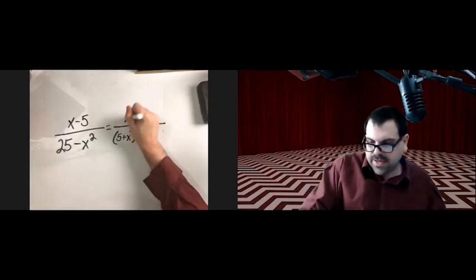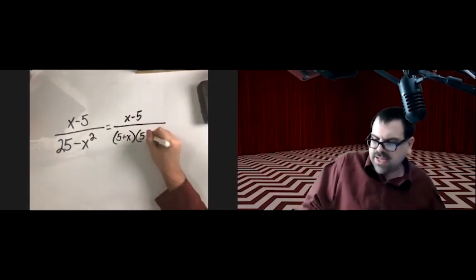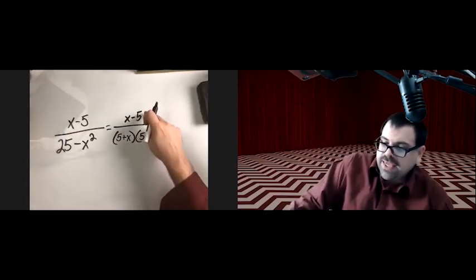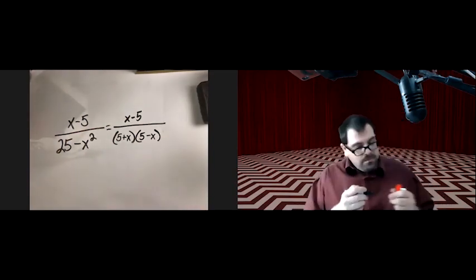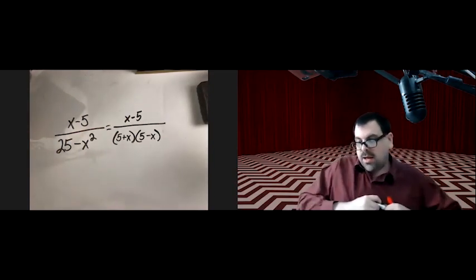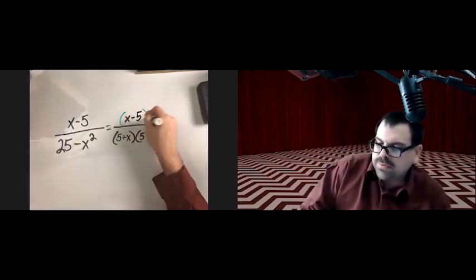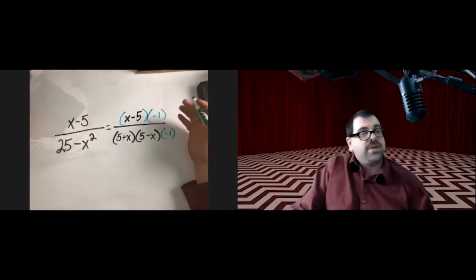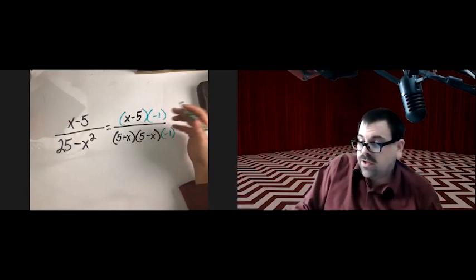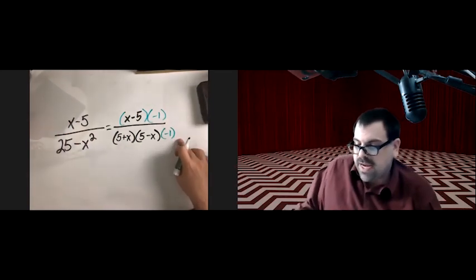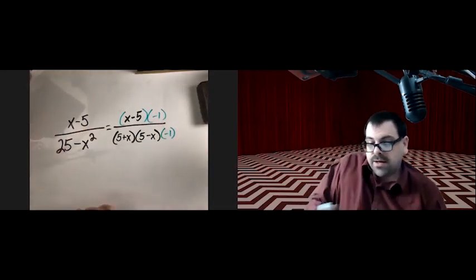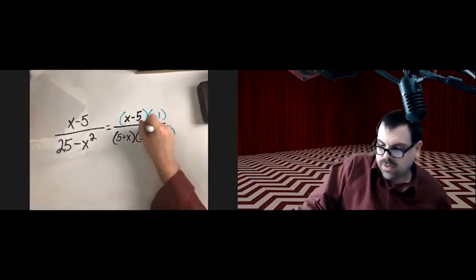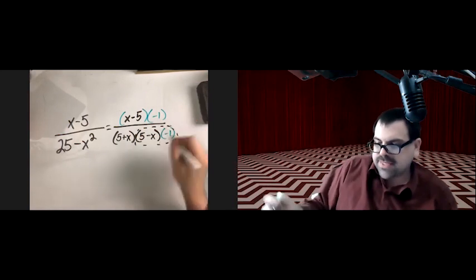so let's bring it all the way back to, hey, we factored the bottom, we got 5 plus x times 5 minus x. We can't cancel these, but I can multiply by anything over itself. I can multiply by 1. 1 is anything over itself. I can multiply both the top and bottom by negative 1. But I'm only going to multiply it through down here, because I want to flip one of them.